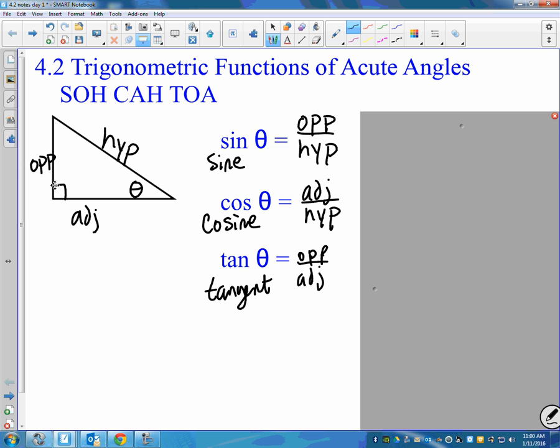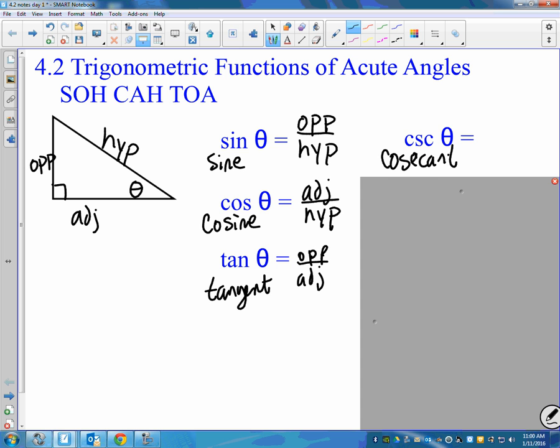But in geometry, they kind of left some stuff out. There's actually 3 more trig functions, which are the reciprocal functions of sine, cosine, and tangent. We also have this, which stands for cosecant. And here's what's great. If you know SOHCAHTOA, it's not hard to do these. They're just the reciprocal of each one of these. So the reciprocal of sine, you just flip it over. So that's just hypotenuse over opposite.